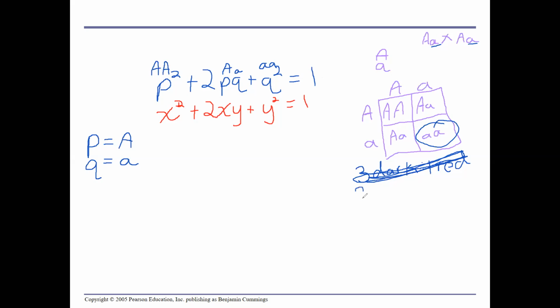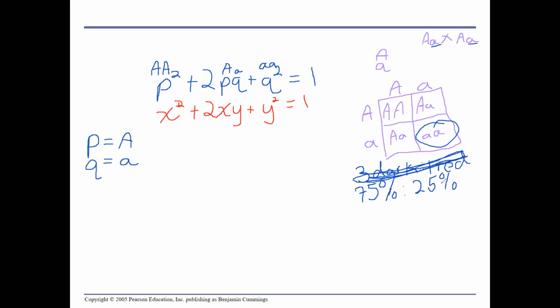We say, well, 75% of the population should have the dominant trait, and 25% should have the recessive trait. I didn't write my words out, but I want you to see that. So we can predict that in a population. We can look and see.